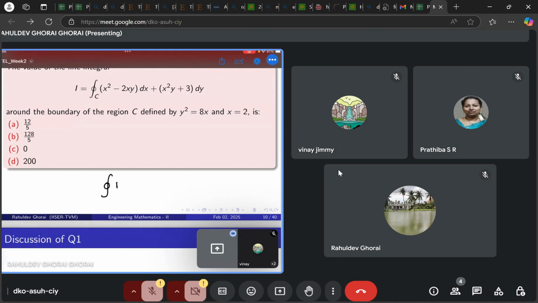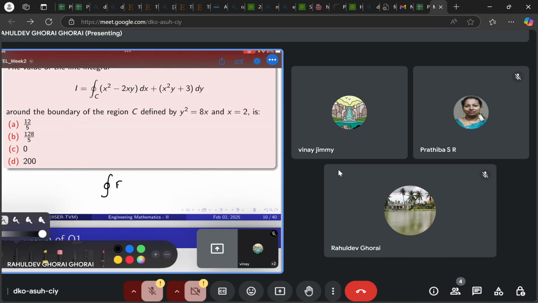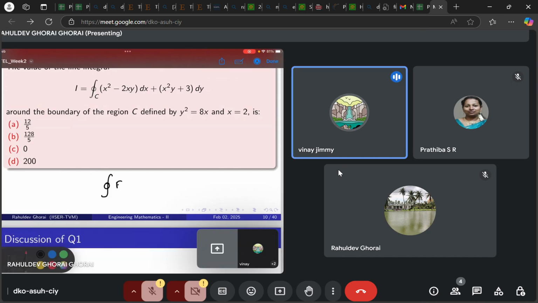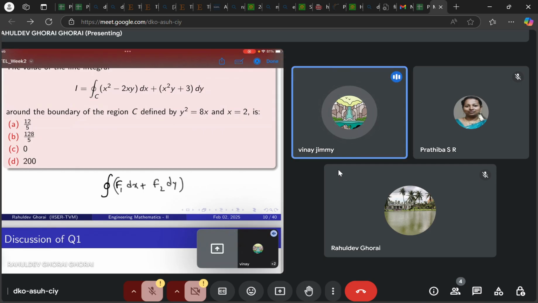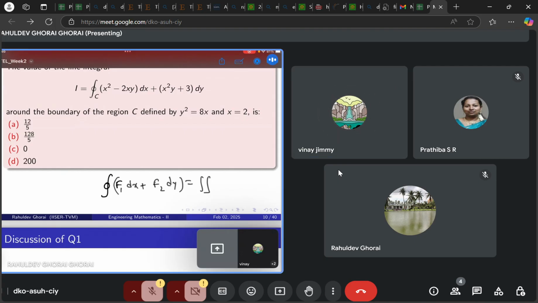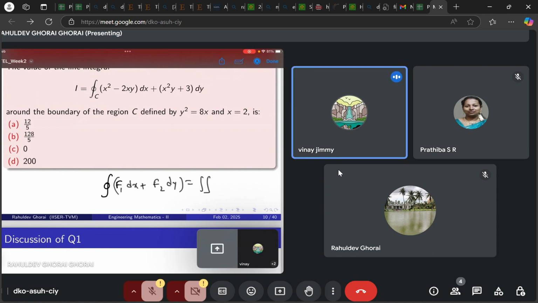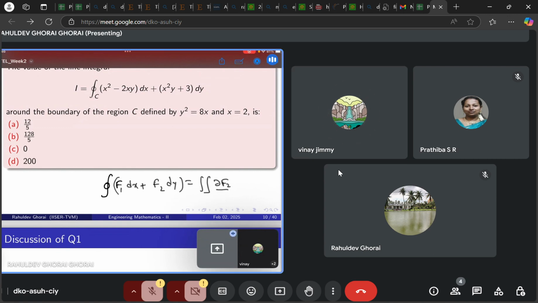So what is the formula? Double integral both sides: the double integral of f1 plus the double integral of f2. No, no, no. It is del f2 del x minus del f1 del y dx dy, the double integral of that. It's over C, then the double integral over the region bounded by that.